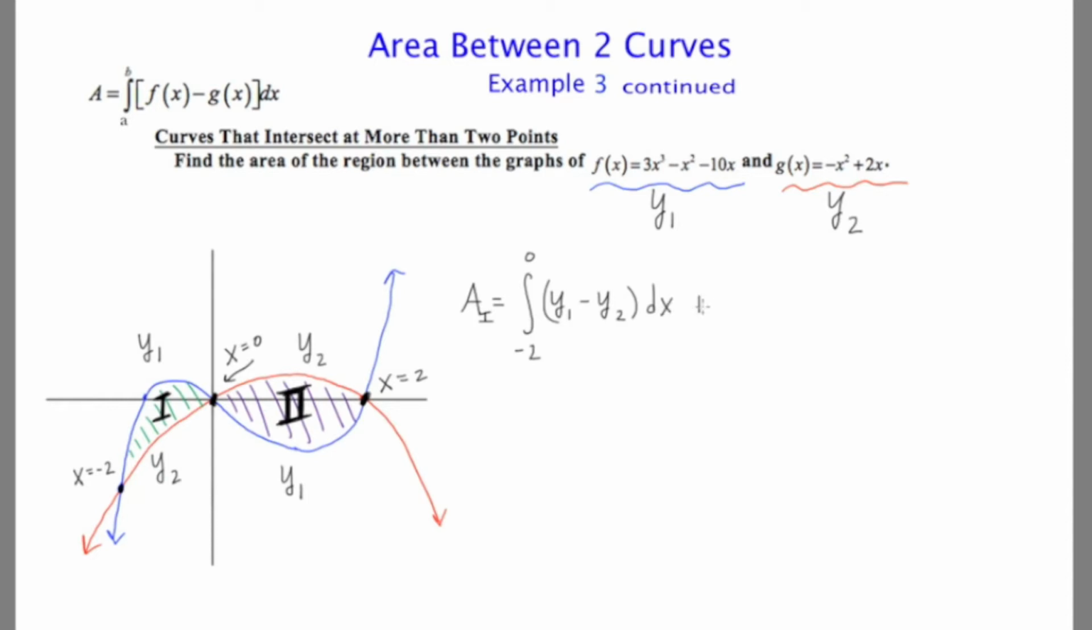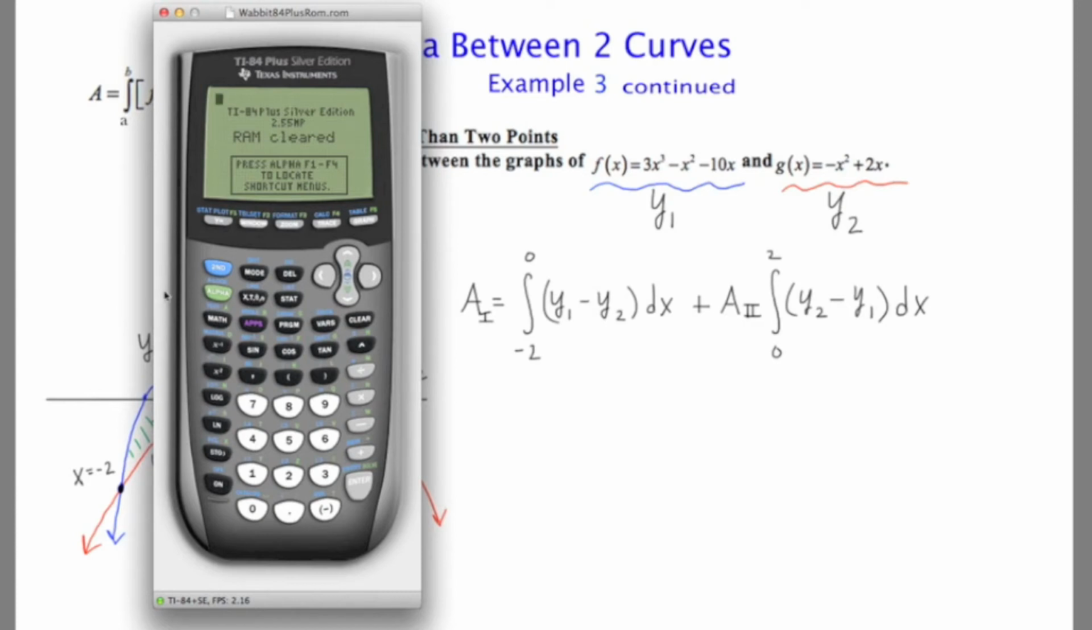And I'm going to add on to that the area of region 2, which is going to be another definite integral, this time from 0 to 2, of the top minus bottom, which is now y sub 2 minus y sub 1. Using this notation is perfect for the calculator because, as you know, the calculator uses the same y sub 1, y sub 2. So let me call up the calculator and I'll show you how to do this, and we'll come up with the final answer.